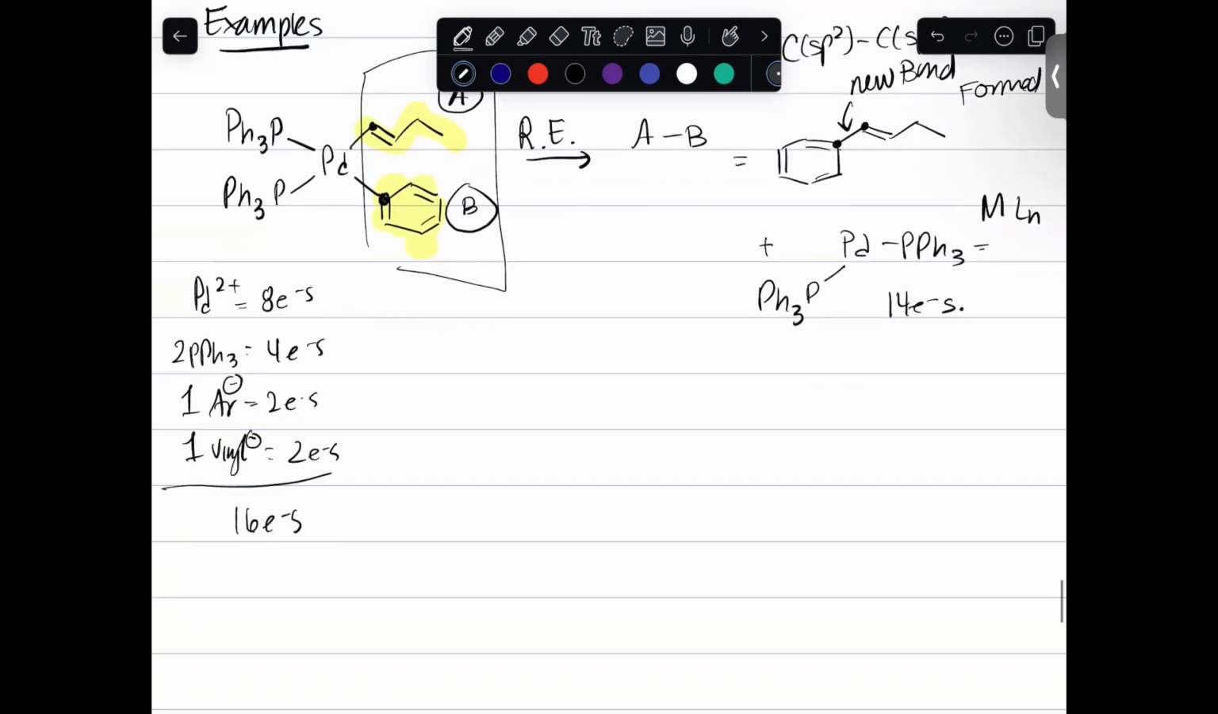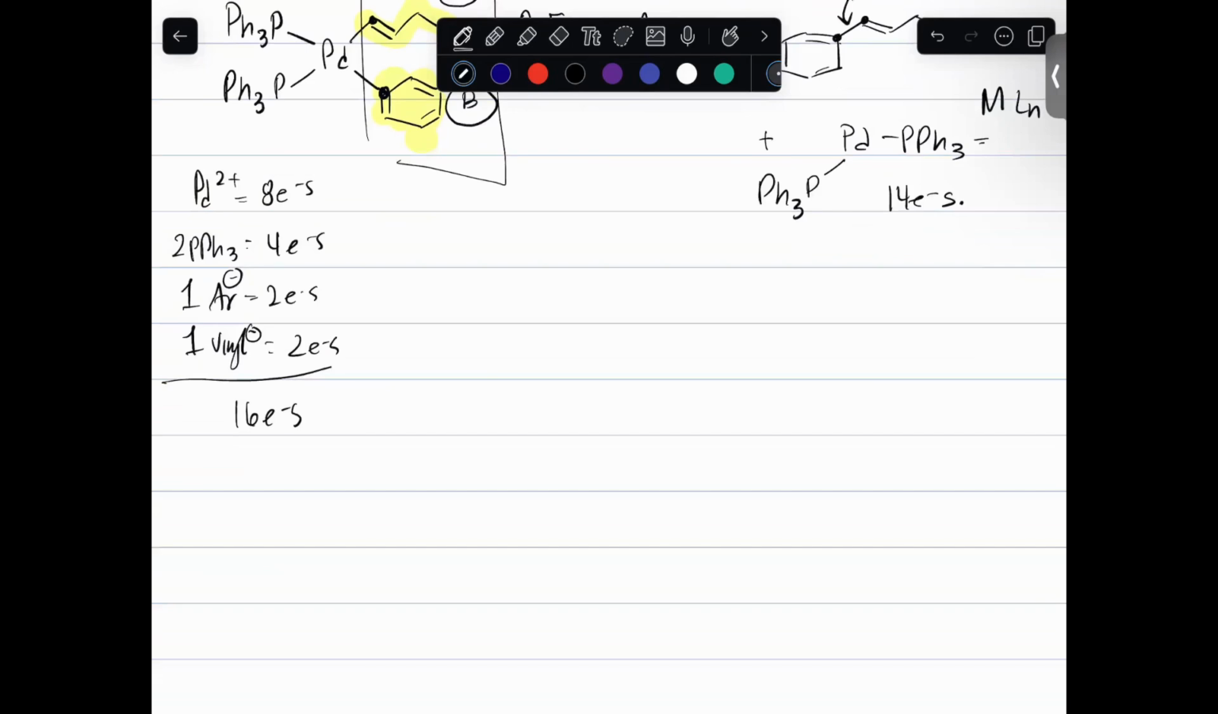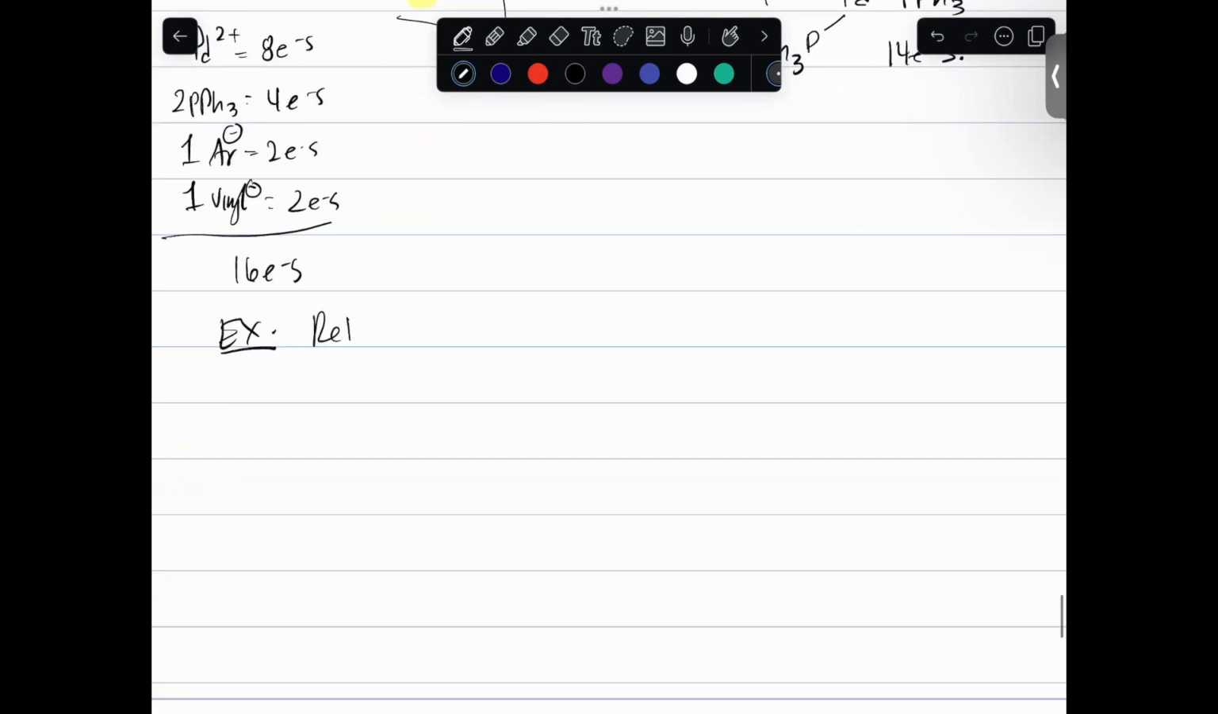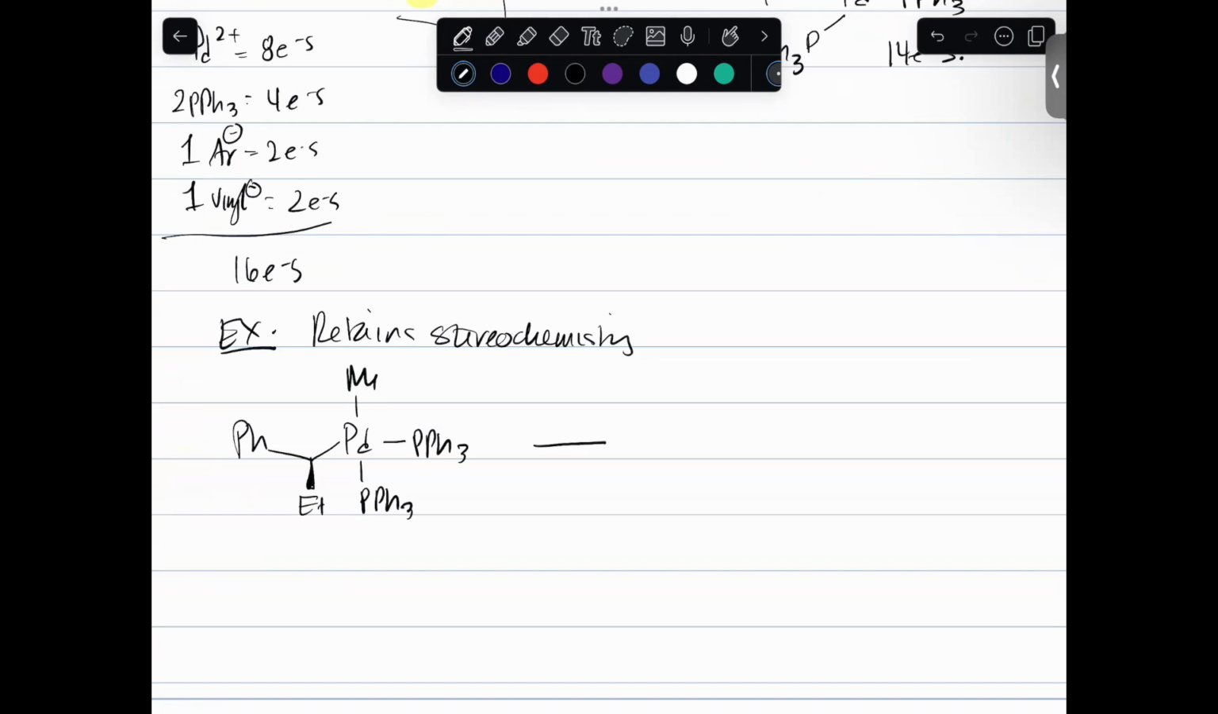The other beauty of reductive elimination, and I'll show that in my next example, is that it retains stereochemistry. So, for example, reductive elimination, you of course get your ligand.